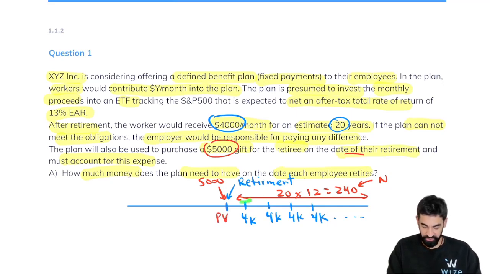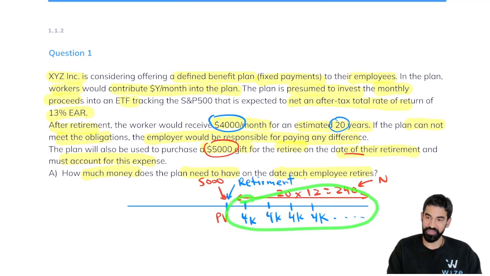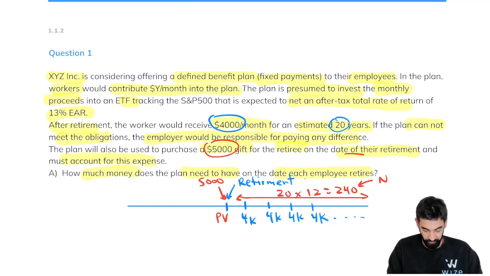So first of all, what is this portion, do you think? Is that a growing perpetuity, growing annuity, ordinary perpetuity, or ordinary annuity? Well, it's not a perpetuity because it's not forever. It's for 20 years. They gave you a time span. So that means it's an annuity. And is it growing? Did they give any growth rate? No. So that means it's an ordinary annuity.